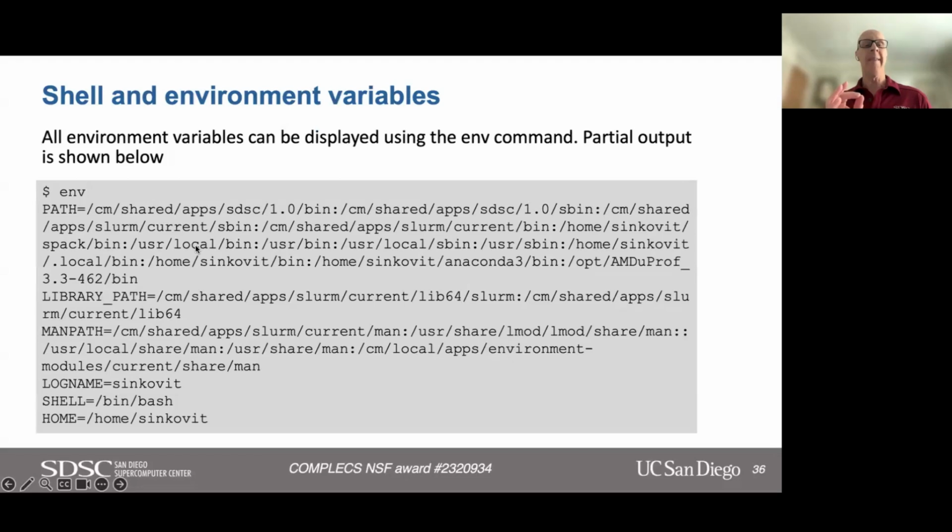Now, if you want to get a listing of all of your environment variables, just use the env command, and I'm showing here a partial output. So I do env, I can see my path. This is a set of paths that are going to be searched for files, library path, man path. This is where user man pages are located. I see my log name, my shell, my home directory, and so on.